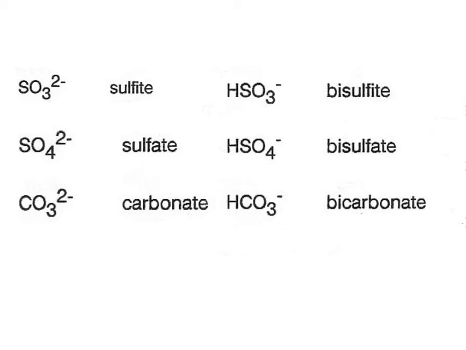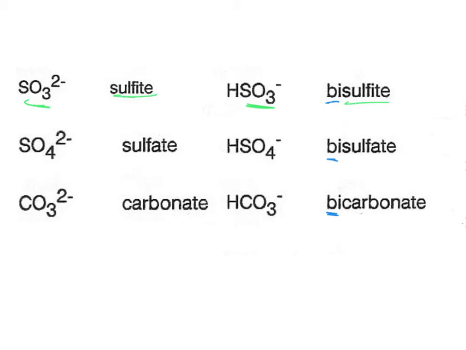All right, so let's add in the last 3. We have bisulfite, bisulfate, and bicarbonate. Notice that they all start with the prefix bi, and you'll notice that in the formula they have the same formula as the second part of the name, so sulfite becomes bisulfite, and they have the formula SO3.